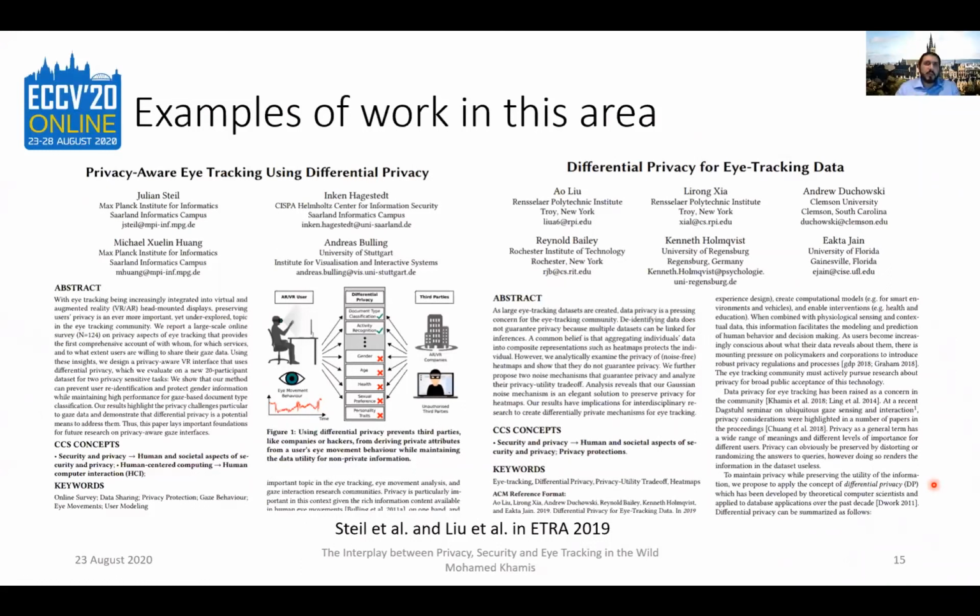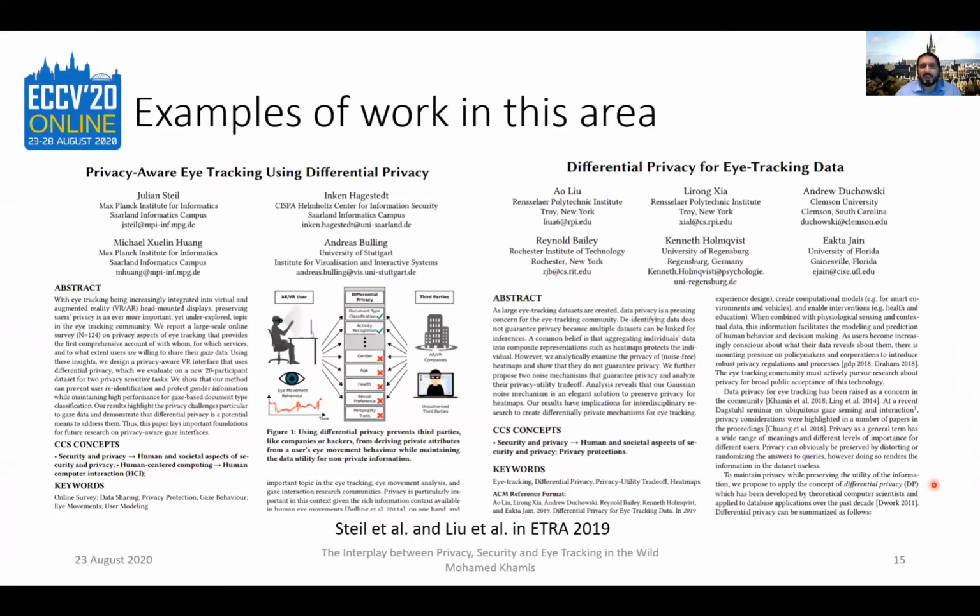The concept of differential privacy is common in security, and these papers were among the first to apply it to eye tracking data, and the results are also positive. I think we need to do more work like that. We need to look more into how to protect privacy because we really want to benefit from and leverage eye tracking technology and do all the great things that can be done with eye tracking.